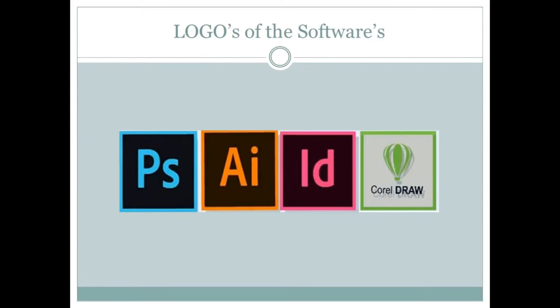Okay, so here are the logos of the software I'm talking about. We have PS, which stands for Adobe Photoshop. We have AI, which stands for Adobe Illustrator. We have ID, which stands for Adobe InDesign, and then we have CorelDRAW.